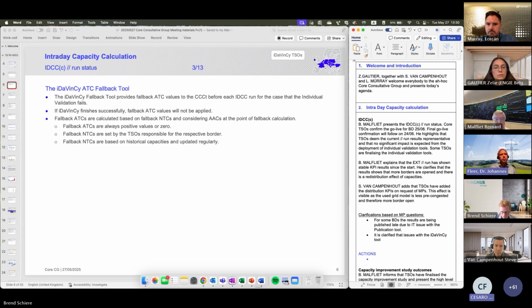Okay, thanks. And a follow-up on that: would it be possible to have a message from the TSOs prior to the failure to say, okay, this process is likely to fail, before actually seeing the validation published on Java at the end of the IDCC process? Unfortunately not. We're running the iDaVinci tool during the 40 minutes validation phase, and if it fails, we only notice within this phase. Okay, I see. So shortly before the final computation of IDCC.